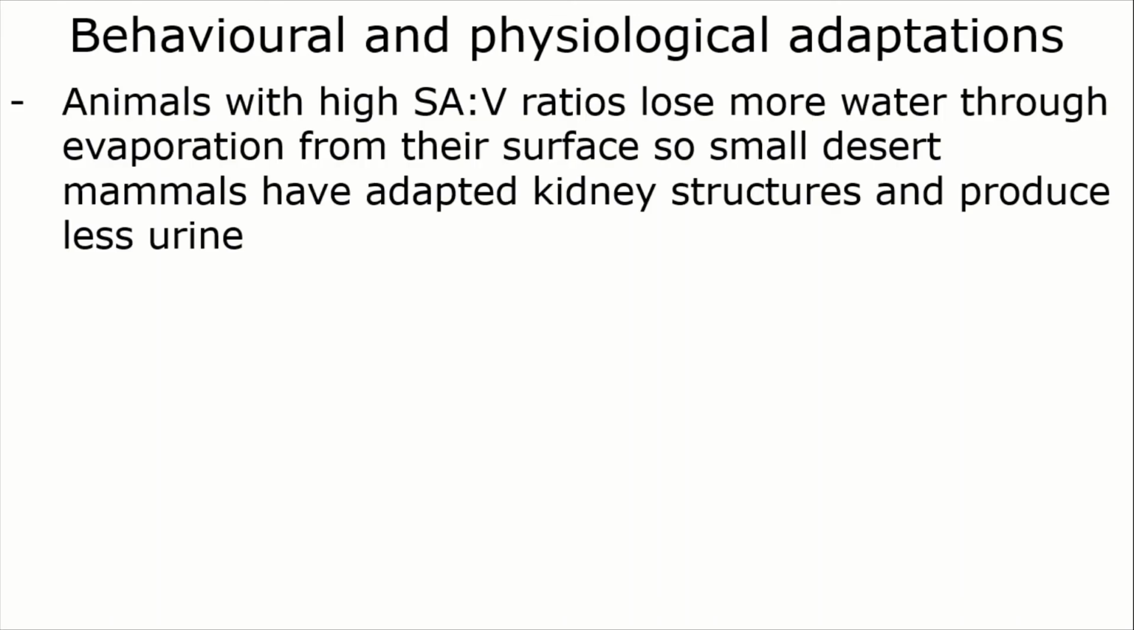And heat exchange and the need for this to occur means that animals actually have a lot of behavioural and physiological adaptations. So animals with this high surface area to volume ratio also lose more water through evaporation from their surface. So small desert mammals have these specially adapted kidney structures, and they produce less urine because obviously we lose water through urine. But because they've got this high surface area, they're also actually losing a lot more water just through their skin. So they want to produce less urine so that they can hang on to this water that they've got in their body.